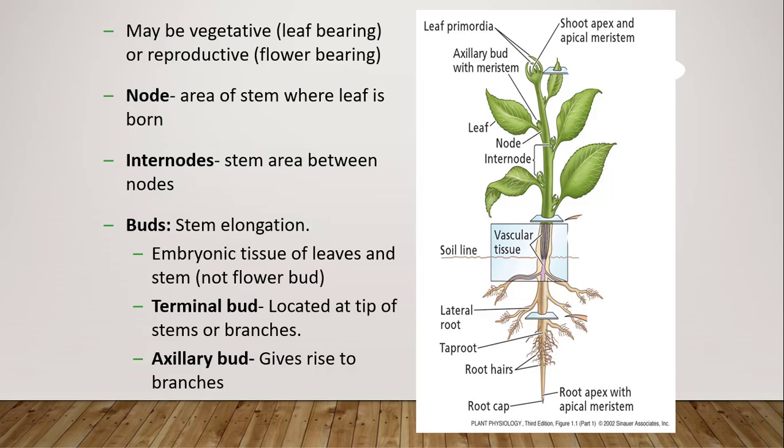So the shoots may be vegetative, leaf-bearing, or reproductive, flower-bearing. The node is the area of the stem where a leaf is born. Internodes are the stem area between the nodes. Buds are where stem elongation takes place. This is also where embryonic tissue of leaves and stems are found, not the flower bud. And then terminal buds are located at the tip of stems or branches, and the axillary buds give rise to branches.